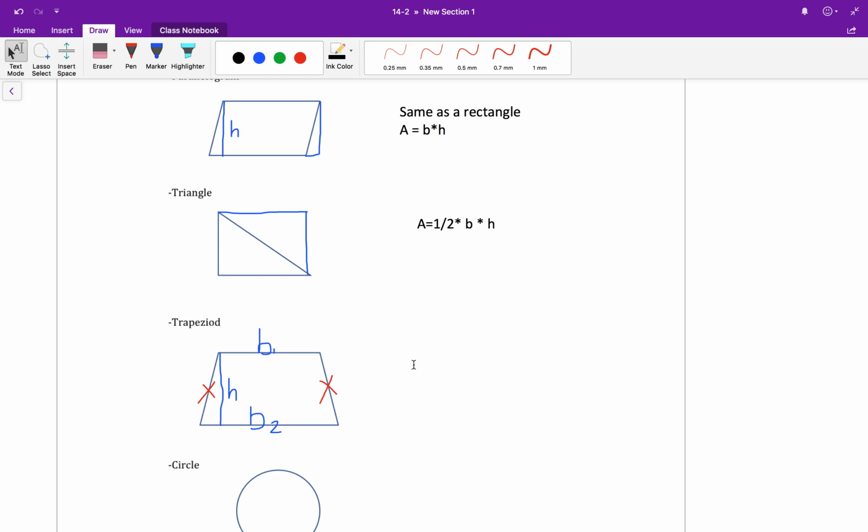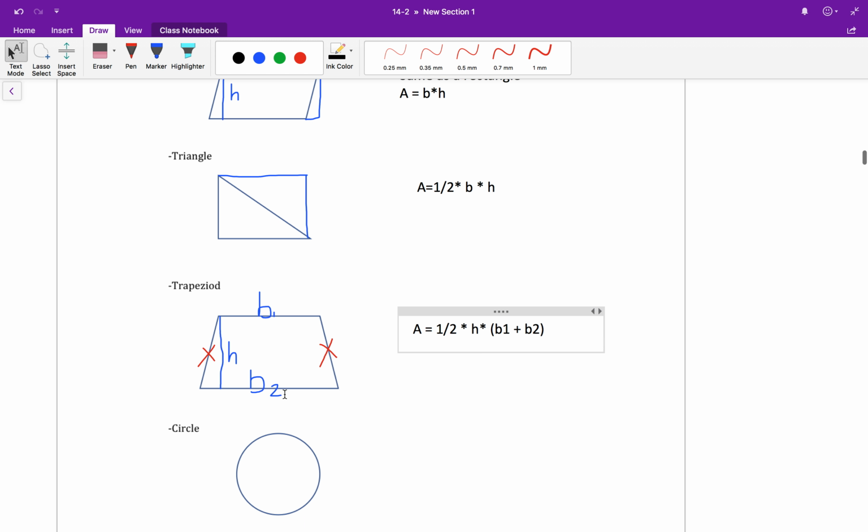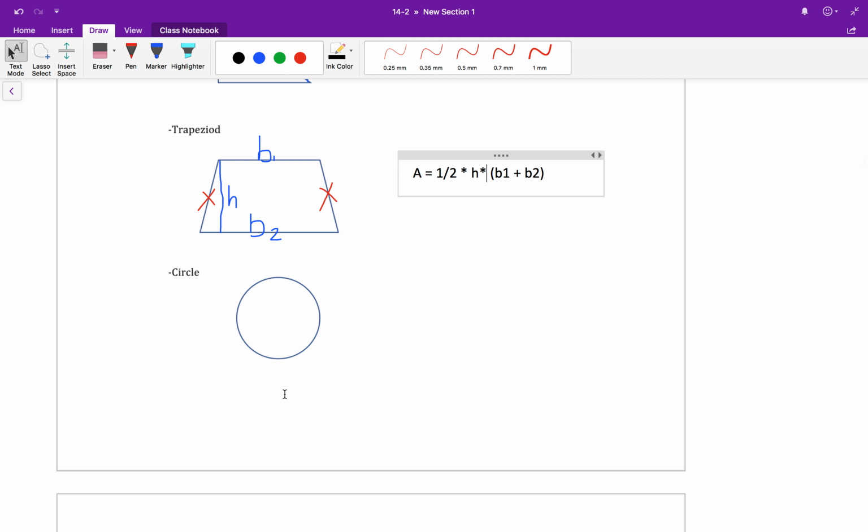So the trapezoid, this is one we have to find a little bit harder. So its area is, again, that 1/2 times the height. But this time we're going to have to multiply that by B1 plus B2. So we're going to add those together. So 1/2 times h times the sum of these bases. So that one you might have to work it a little bit. The circle, the area is pi r squared. Do not confuse this with our circumference because we're going to need to know both of these.